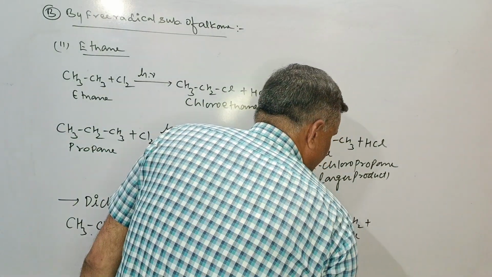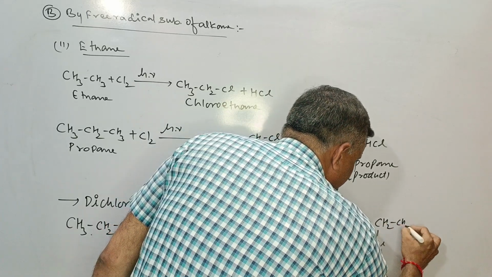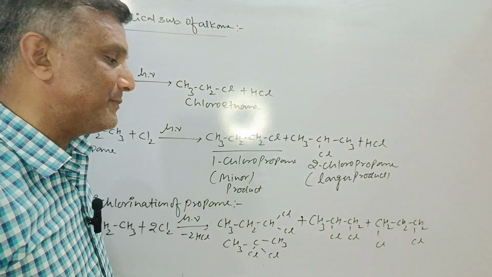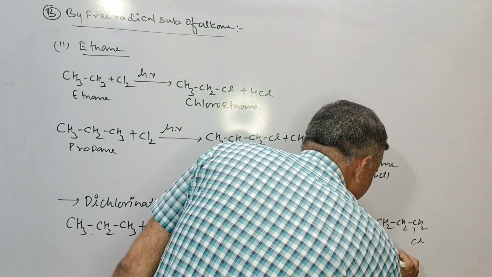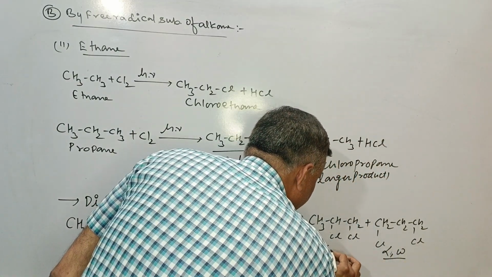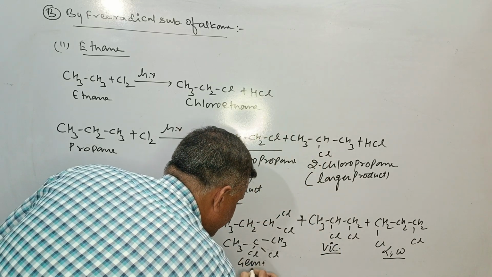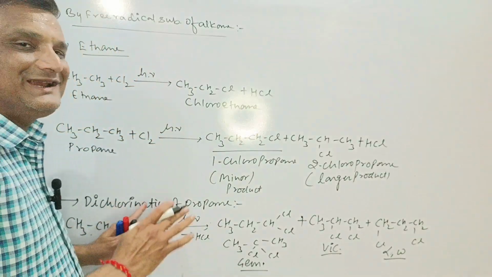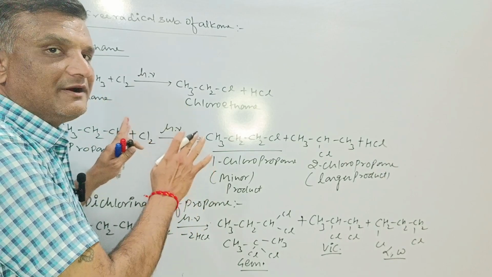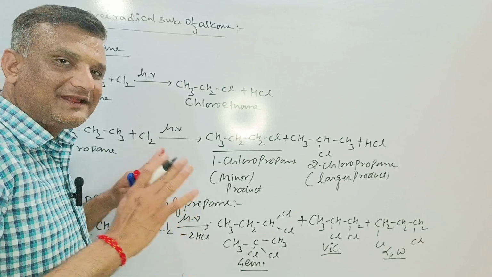And if we go further, we can take CH2Cl CH2 CH2Cl as 1,3-dichloropropane, an alpha omega dihalide. This is the vicinal dihalide. This is the geminal dihalide. So this will be the question, and this is also in the NCERT. So this was regarding chlorination of methane, ethane and propane, and dichlorination of propane. Now we'll take another question also.